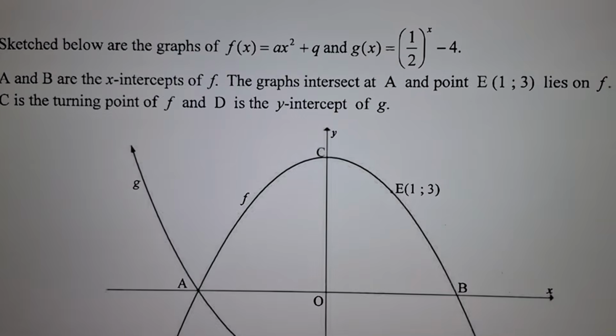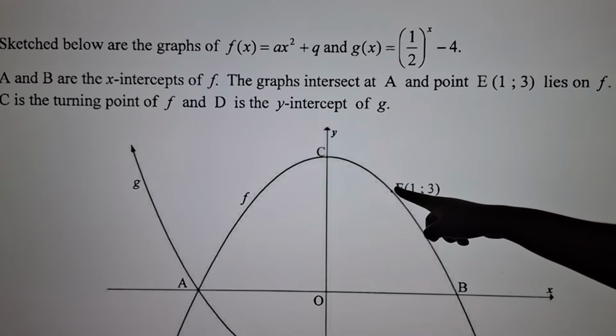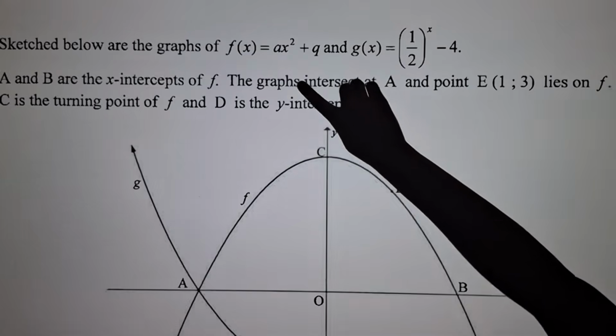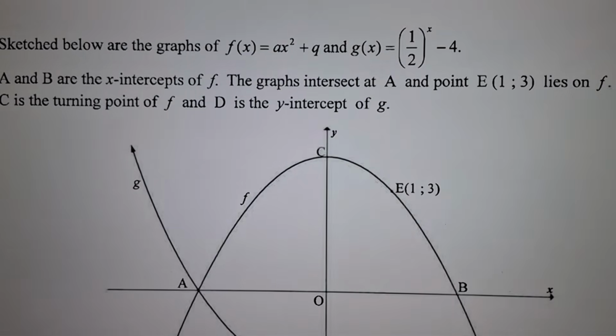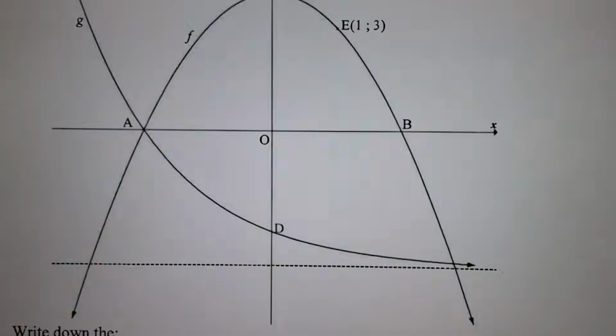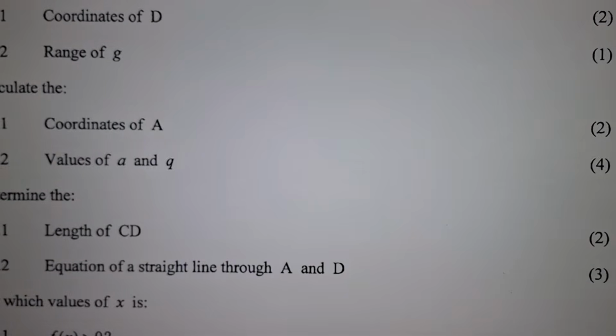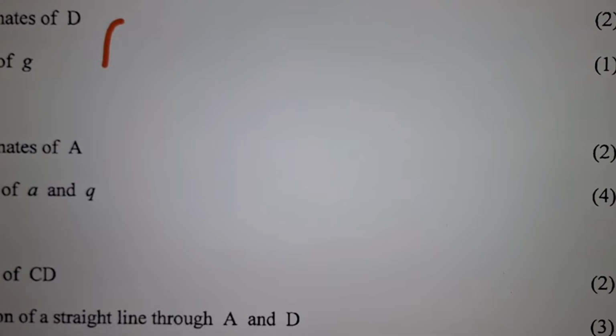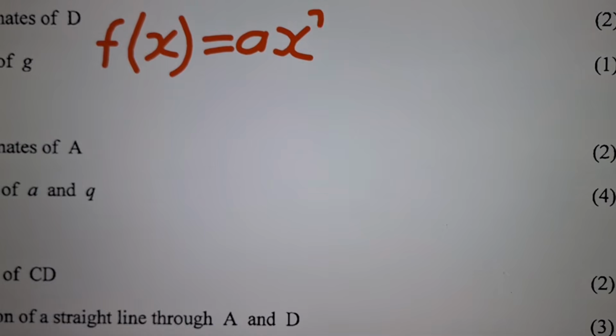Okay guys, the coordinates that I'm indicating: this is point E, with the coordinates 1 and 3, as well as point A, like we just calculated. Then the equation of f(x) up here, those are the ones that we're going to use. I'm going to rewrite this equation here. f(x) is equal to ax squared plus q.